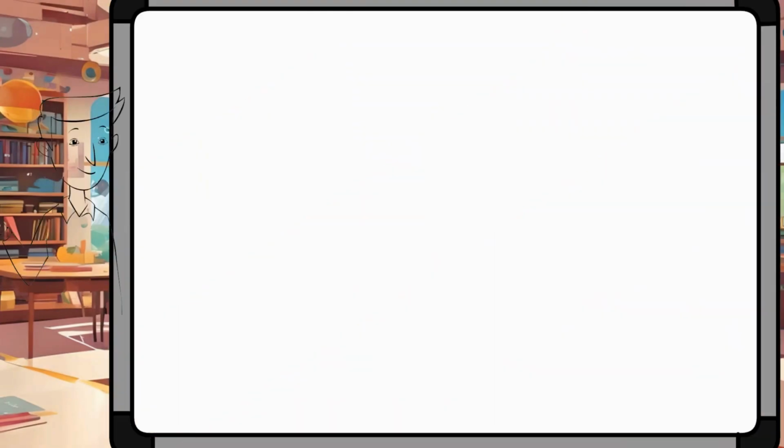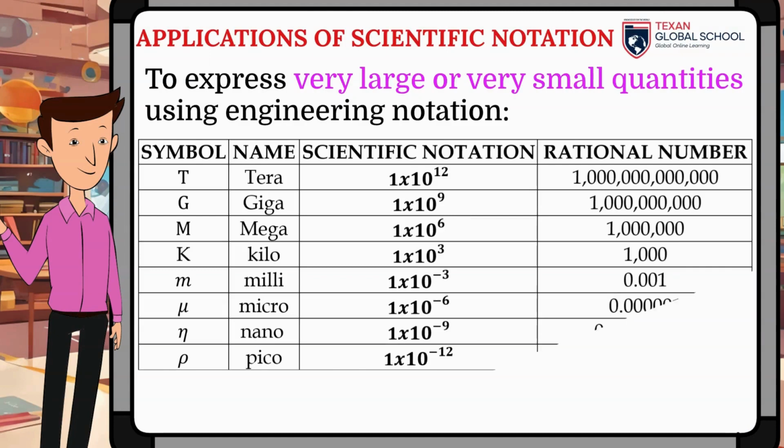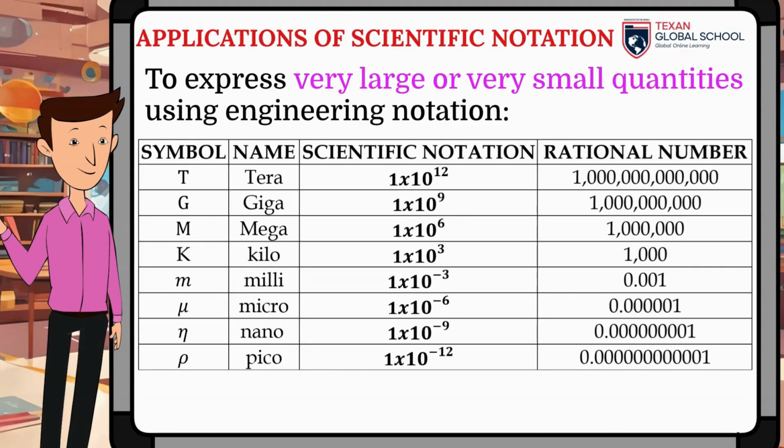There are many applications of scientific notation. The table presented shows some uses. Milli, for example, represents 1 times 10 to the negative 3. Its counterpart is kilo, which is 1 times 10 to the 3. Micro is 1 times 10 to the negative 6. And mega 1 times 10 to the 6.